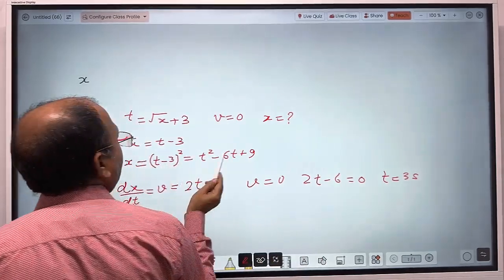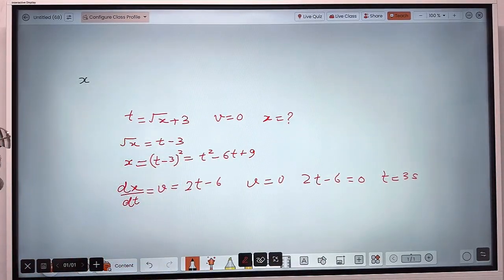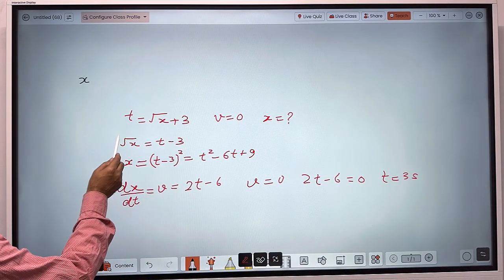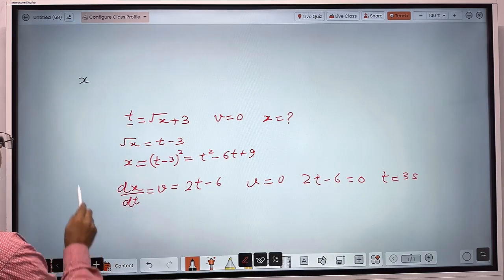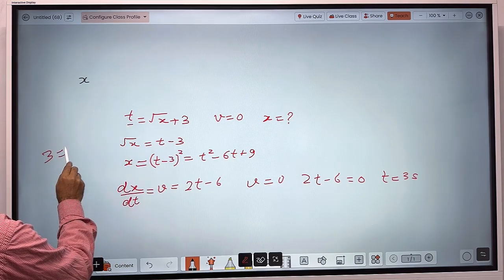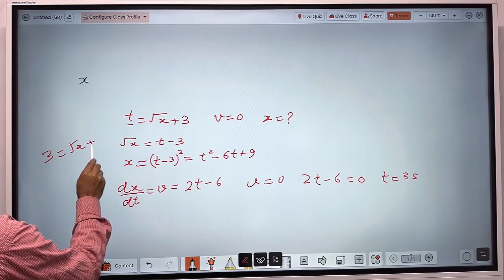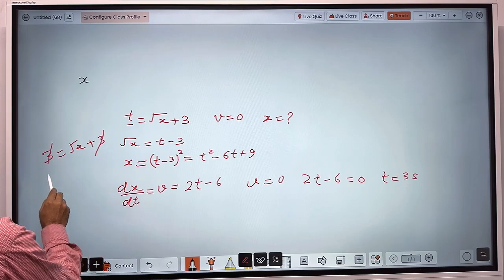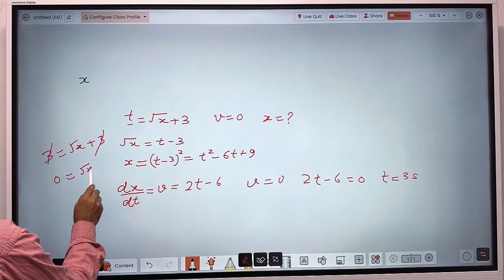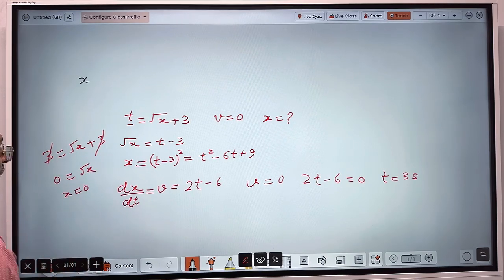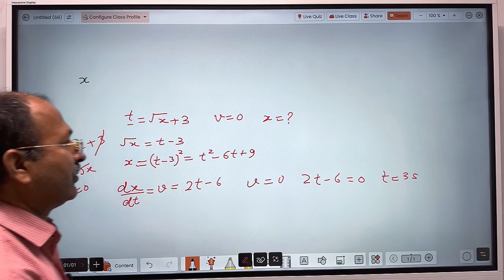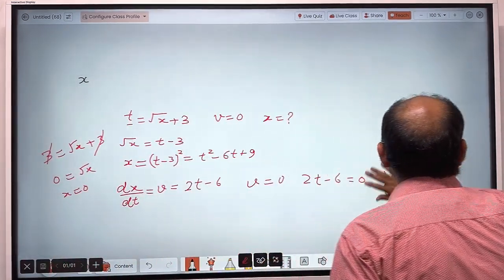Now we have to find out displacement when t equal to 3 seconds. So if we put here t equal to 3, so 3 equals root x plus 3, this 3 will cancel out, so 0 equal to root x, which gives x equal to 0. It means displacement will be 0 when velocity becomes 0.